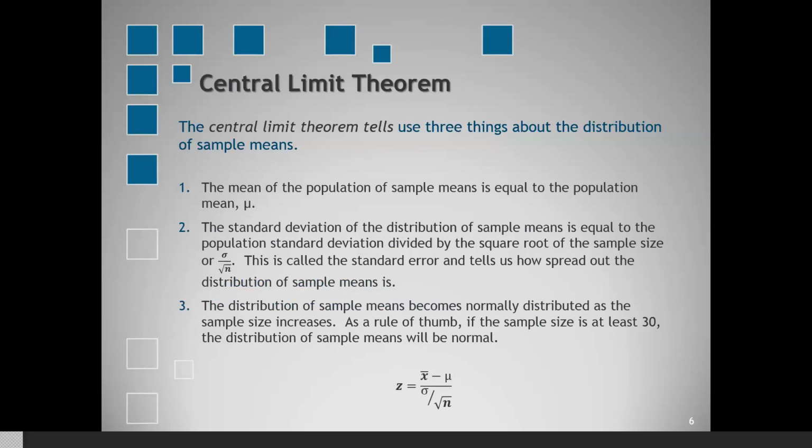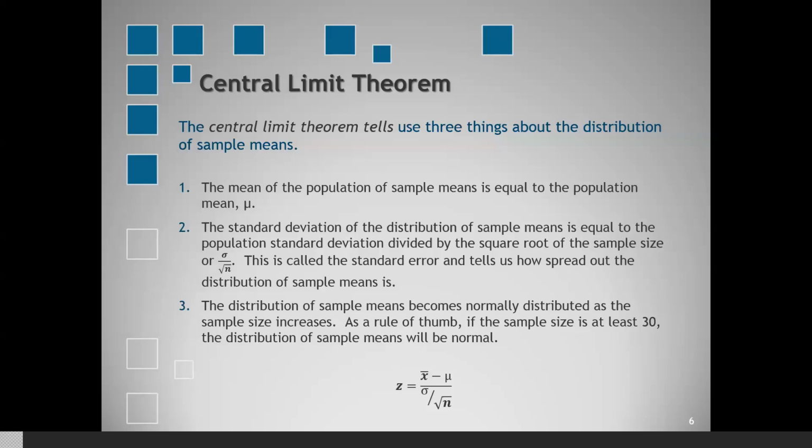This is called the central limit theorem. The central limit theorem tells us 3 things about the distribution of sample means. The mean of the population of sample means is equal to the overall population mean, mu. The standard deviation of the distribution of sample means is equal to the population standard deviation divided by the square root of the sample size, or sigma divided by the square root of n. This is called the standard error and tells us how spread out the distribution of sample means is.